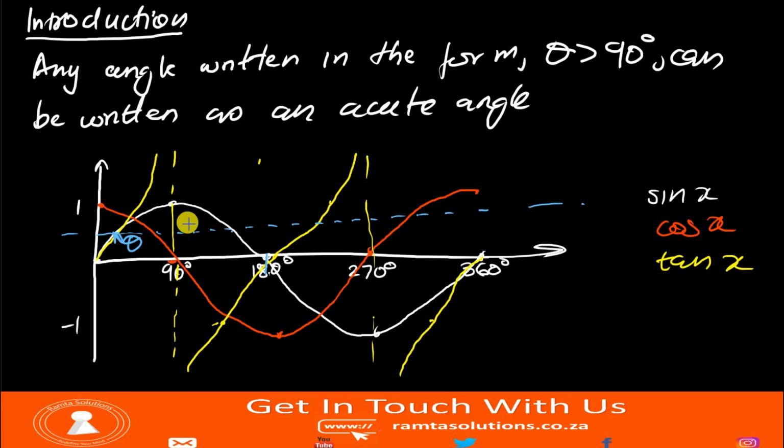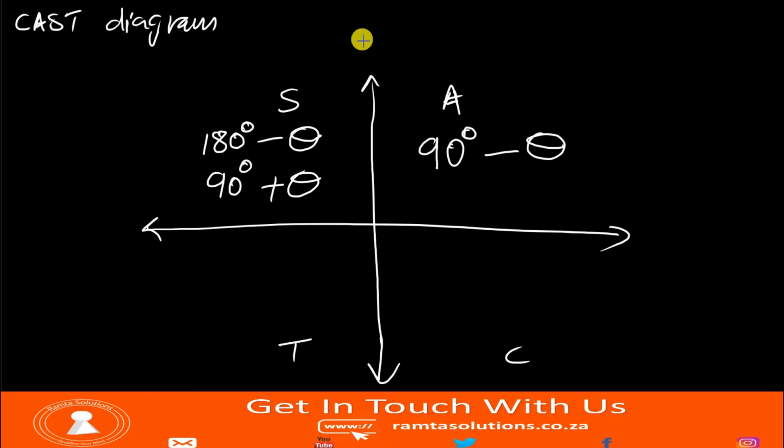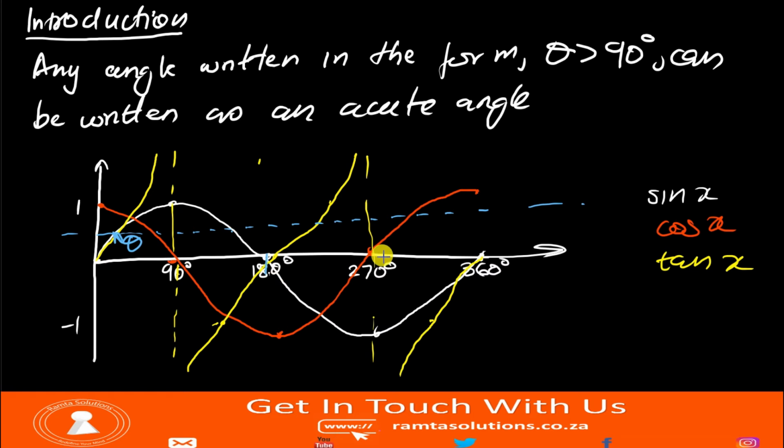Now going to 180 plus. Remember, 0 to 90 is the first quadrant. Let me show you. This is 0 degrees. This is 90 degrees. This is 180 degrees. This is 270 degrees. And this is 360 degrees. Now, as you can see, the third quadrant is between 180 degrees and 270.